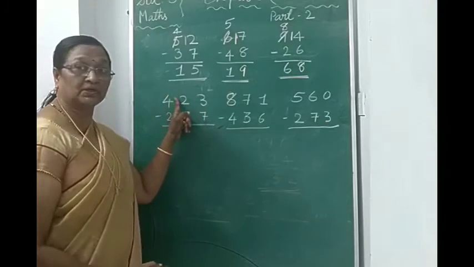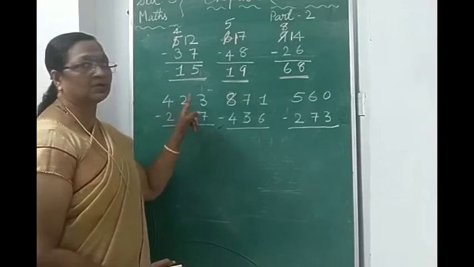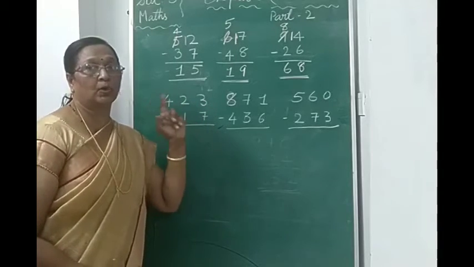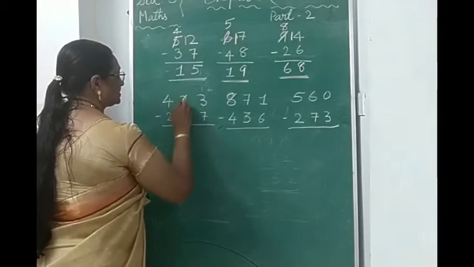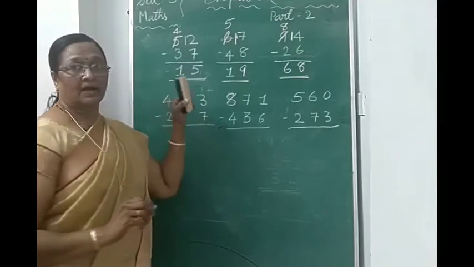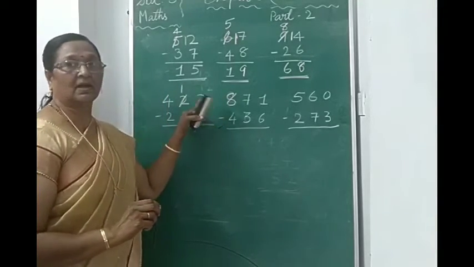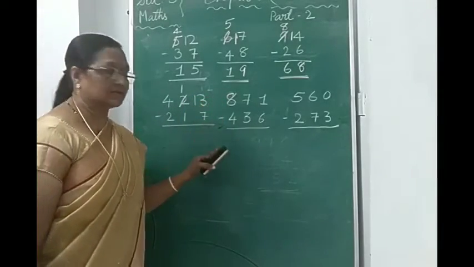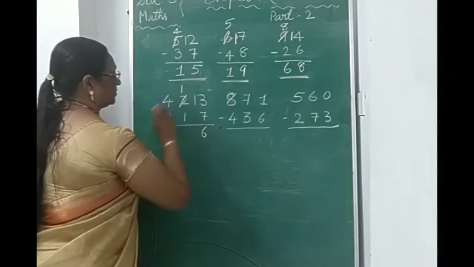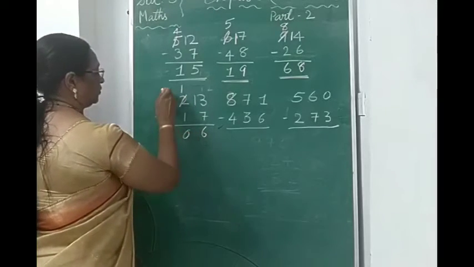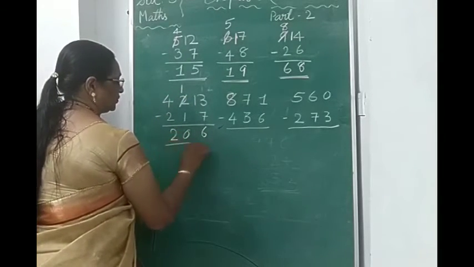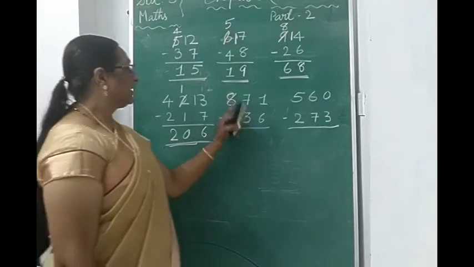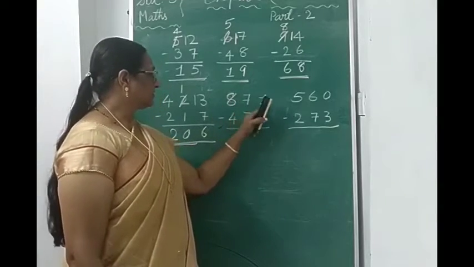We have to borrow from the next number, that is 20 here. From here, what we are going to borrow? We are going to borrow 1 ten. So balance how much is here? Here only 1 ten is here. And 1 ten we are adding with the 3 and we are getting 13 ones. 13 minus 7, 6, 1 minus 1, 0, 4 minus 2, 2. Your answer is 206.